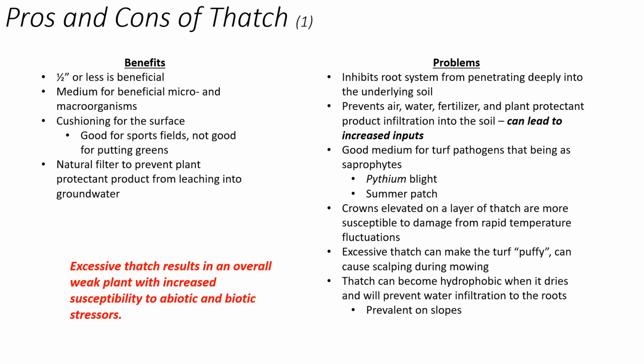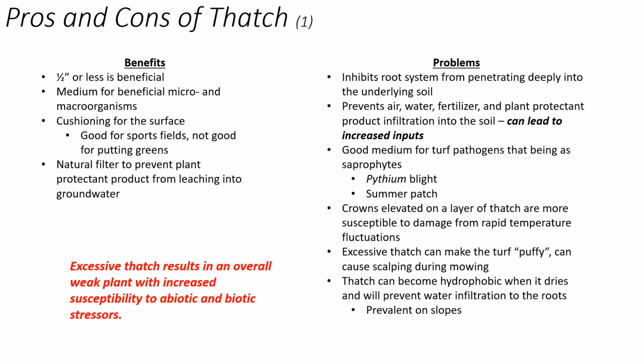Thatch must be managed because it can be both beneficial and detrimental to turf health. When thatch is maintained at 1/2 inch or less, it provides a medium for beneficial micro and macroorganisms. Thatch can provide cushioning for the surface. This is not desirable on a putting green, however, it can be useful on sports fields. Last, thatch is a natural filter. This characteristic helps hold materials for use by the plant while also limiting leaching and runoff to water bodies.